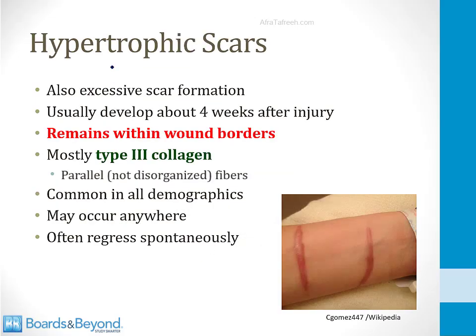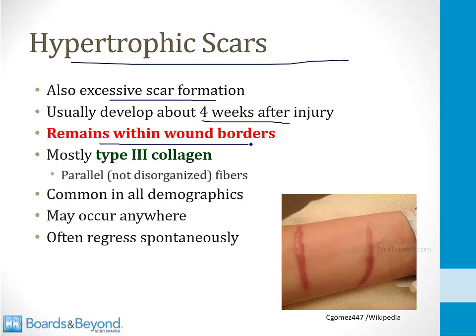There's another type of abnormal scar formation called a hypertrophic scar, and these are usually discussed together with keloids because they share some similarities. Just like keloids, hypertrophic scars also involve excessive scar formation and excessive fibroblast activity. These usually develop about 4 weeks after an injury, and in contrast to keloids, the hypertrophic scar remains within the wound borders, does not spread beyond the wound borders. This is a picture of one on the screen here. You can see it sort of looks like a normal scar. It's just built up a little bit more. It's raised a little bit above the skin and bigger than it should be for a normal scar.